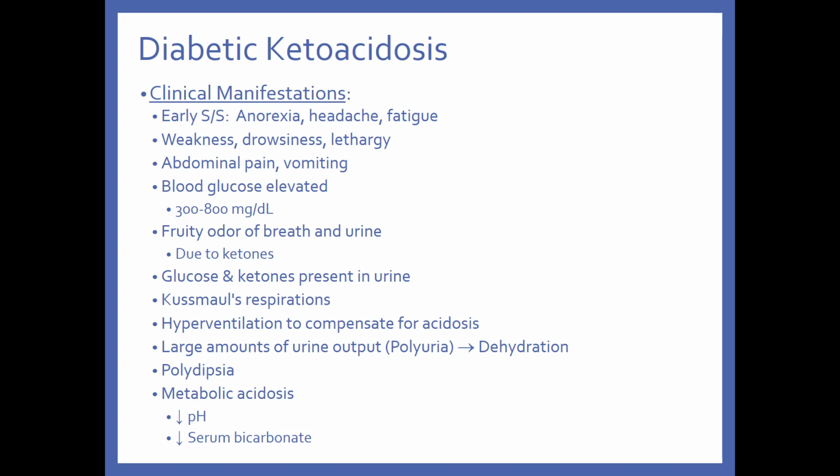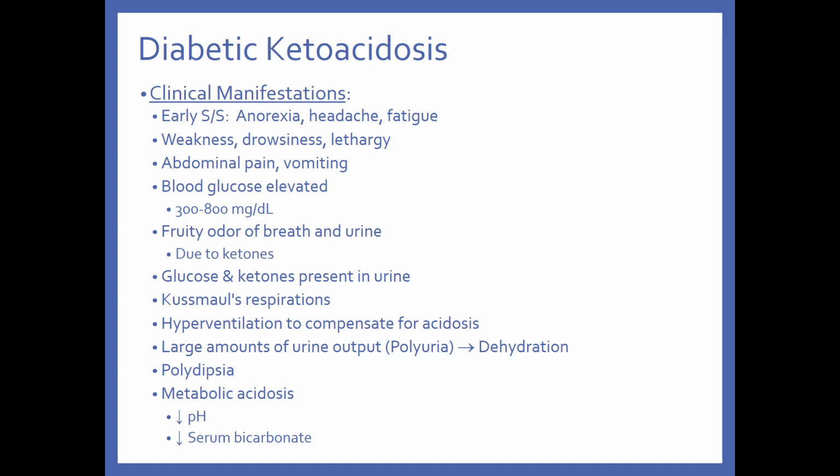And then Kussmaul's respirations are described as rapid, deep respirations. And what the body's trying to do with that is blow off the acidity. So it's trying to compensate through these rapid, deep breaths, trying to blow off all that acidity because of the ketones. So Kussmaul's respiration is very common with DKA. And that's the hyperventilation to help compensate for the acidosis.